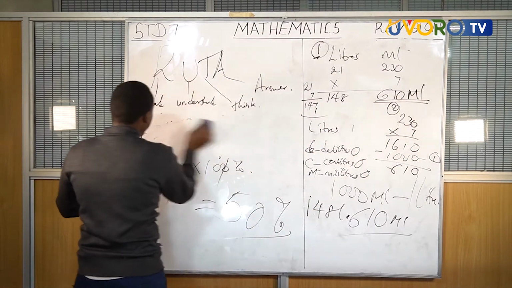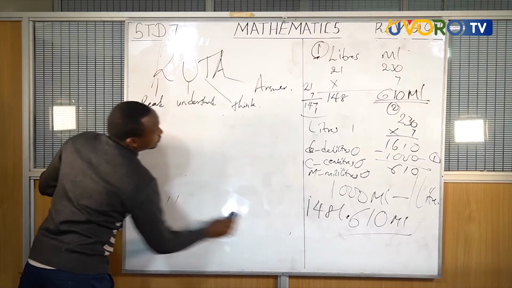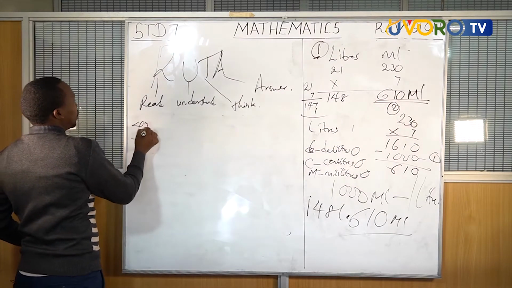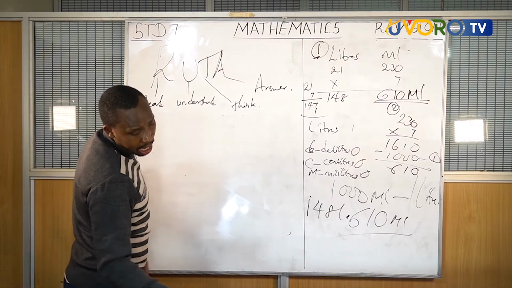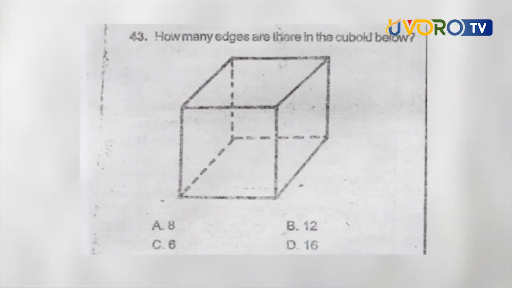We go to question number 43. Number 43, that is where we are. You are told, how many edges does the cuboid below have? Does the cuboid do what? Have.